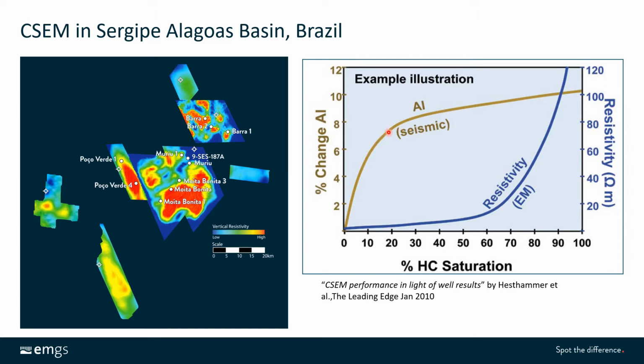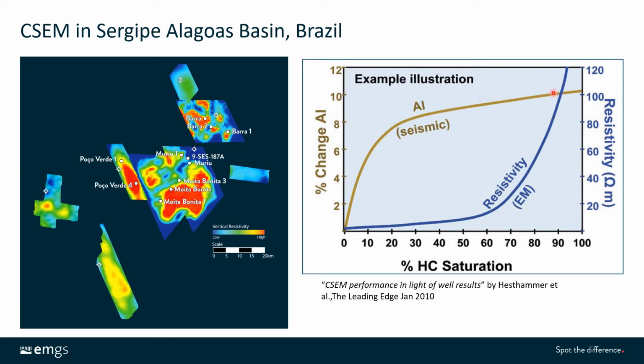And the difference between 20% saturation and 80% saturation doesn't show much difference in acoustic impedance. So if your reservoir is charged with, let's say, 20% hydrocarbon saturation or 80% hydrocarbon saturation, you won't be able to differentiate that on the basis of seismic.